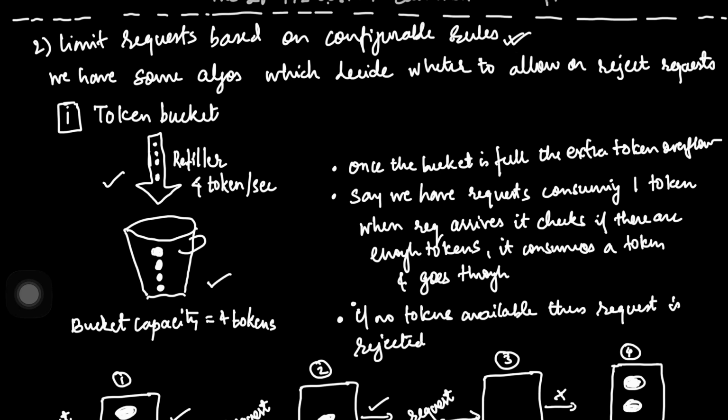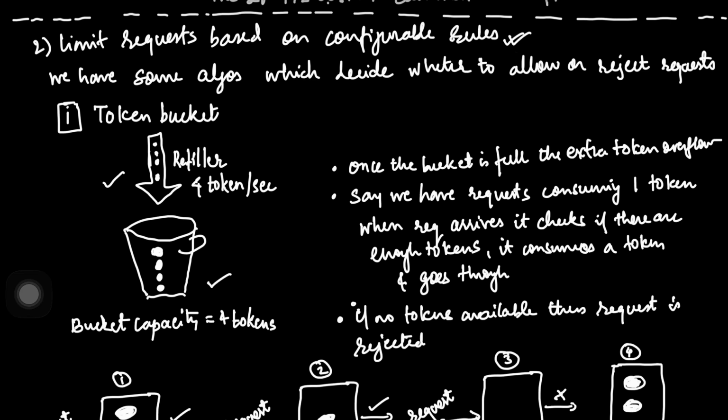And here is how it works when a request arrives. Firstly, we check whether the bucket has enough tokens. If tokens are available, the request consumes one token and goes through. And if the bucket is empty, the request is rejected immediately.